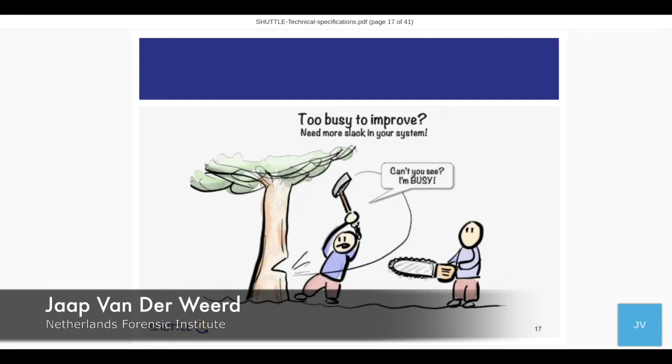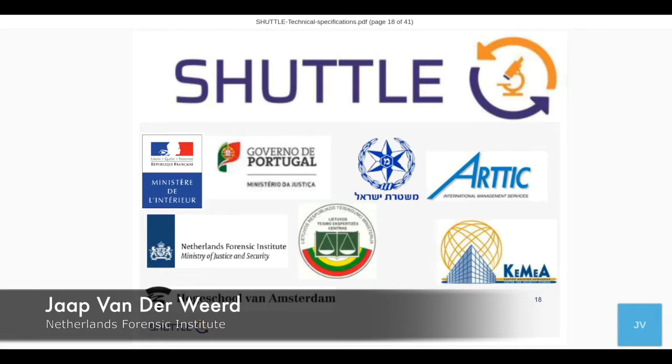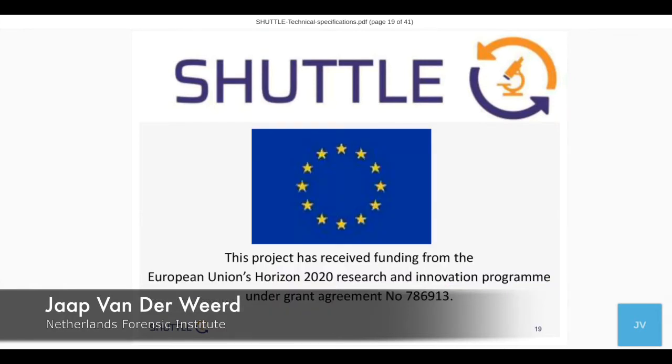And of course, people are very busy. They're always busy with cases and reporting and the microscopes. Luckily, something changed. The French Ministère de l'Intérieur took the lead in forming a consortium, the Shuttle Consortium. They contacted a lot of people, formed the consortium, and sent the Shuttle proposal to the European Union, and it was accepted. So here's the grant number, if you want to check that.